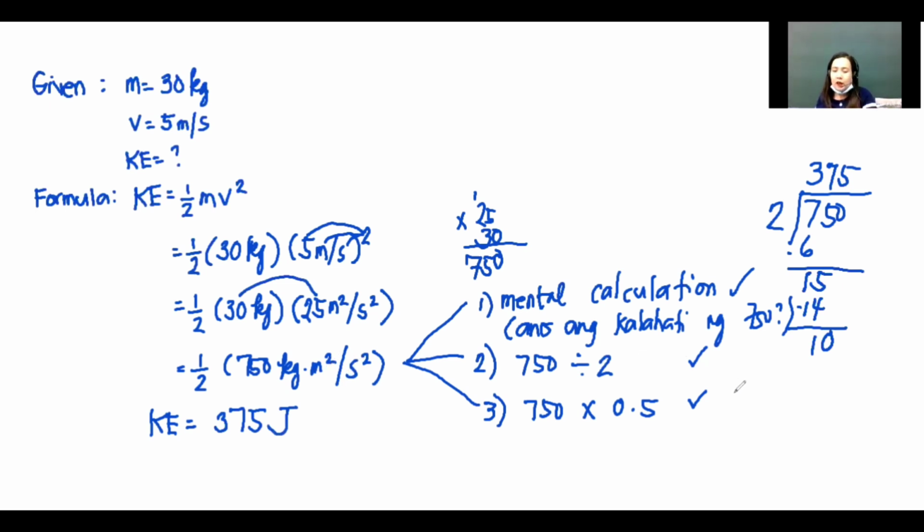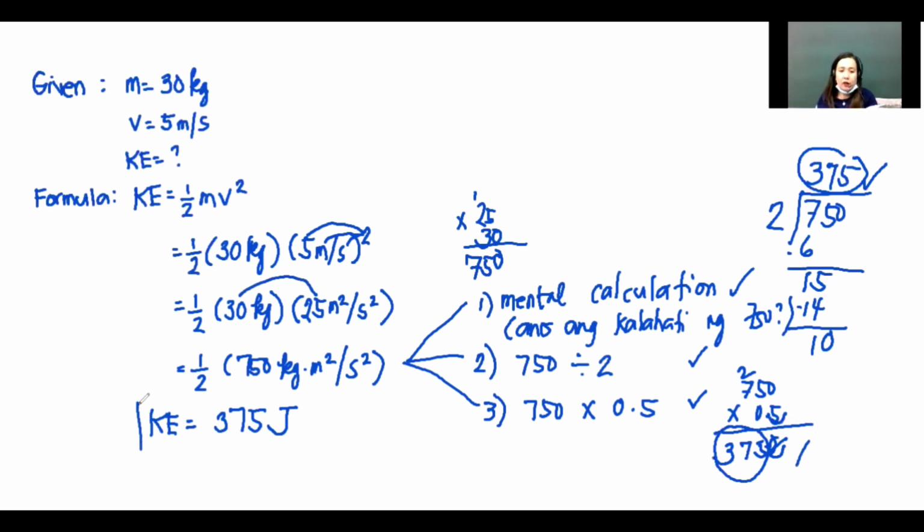Now let us see if we can get the same answer if we multiply 750 times 0.5. Let us see. 5 times 0 is 0. 5 times 5 is 25. Carry 2. 5 times 7 is 35 plus 2 is 37. Count the decimal point to the left, 1, so you can omit the 0. If you notice, we got the same answer, right? When we divided 750 by 2, we got 375. When we multiplied 750 by 0.5, we also got 375.